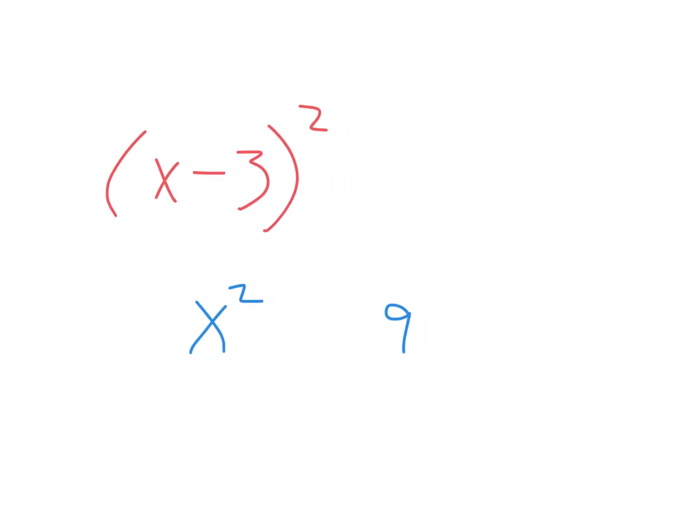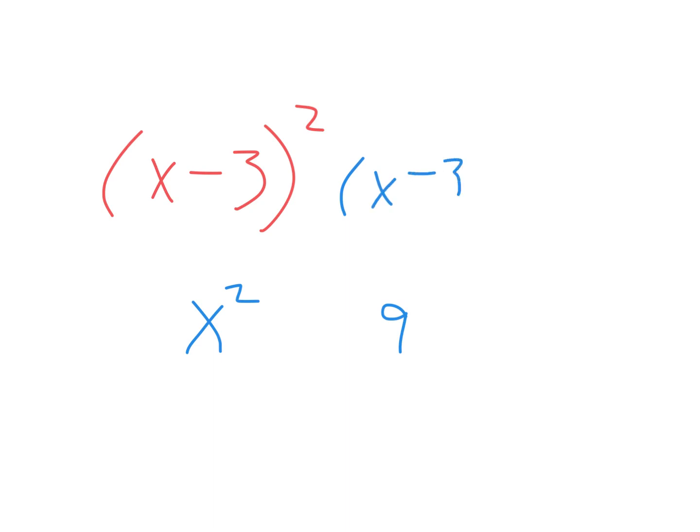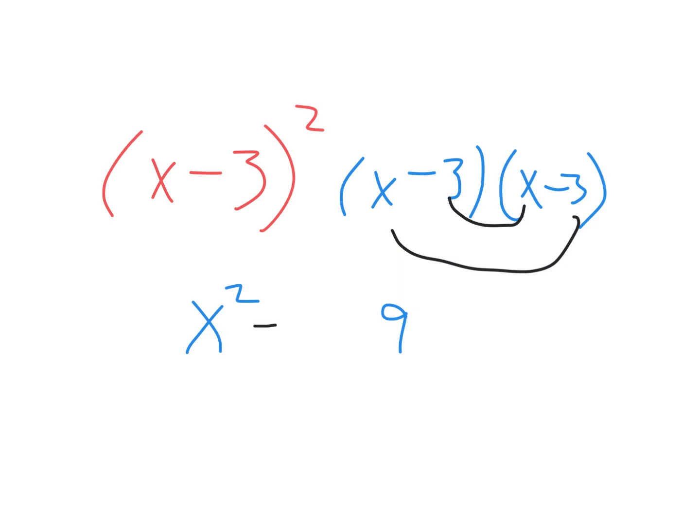I'm going to show you. It's x minus 3 times x minus 3, because that's what squared means. So it's really common to miss these middle two things, the outside and the inside. And that makes negative 3x and another negative 3x, which makes negative 6x. How many of you actually had the negative 6x? All right, only a few of you.